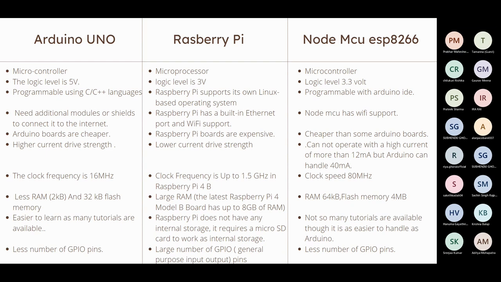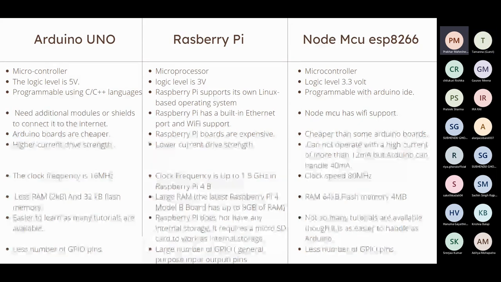And as you can see, the clock frequency is 16 megahertz in case of Arduino. In case of NodeMCU, it's 80 megahertz. It's more than Arduino, but it's kind of comparable. But if we go to Raspberry Pi, it's way more than that. It's 1.5 gigahertz. But if you talk about flash memory, in case of Arduino, it's just 32 KB. In case of NodeMCU, it's very much high. But Raspberry Pi can support way more than that. In case of RAM, Raspberry Pi can support up to 8 GB RAM.